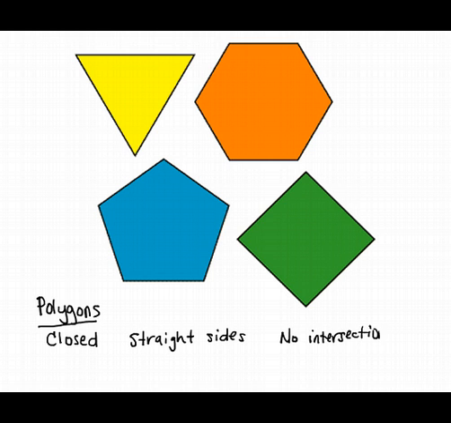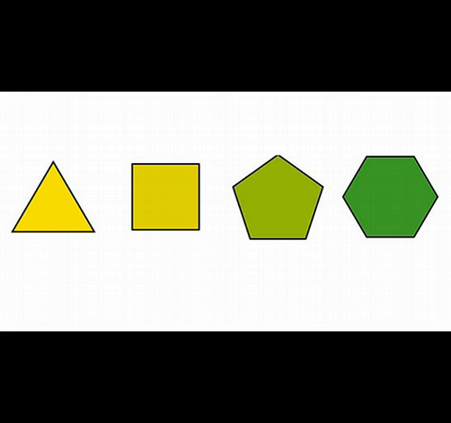And here's what I mean by that. This shape would not be a polygon because of the way it intersects in the middle. So polygons are closed shapes with straight sides and no intersections. And in Lesson 4, we're going to look at some of those properties of the terms we just described.